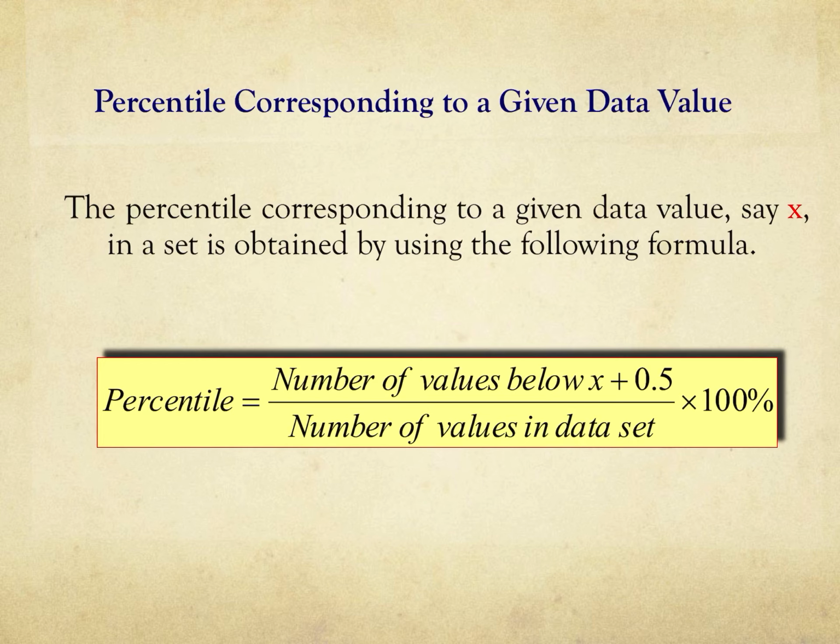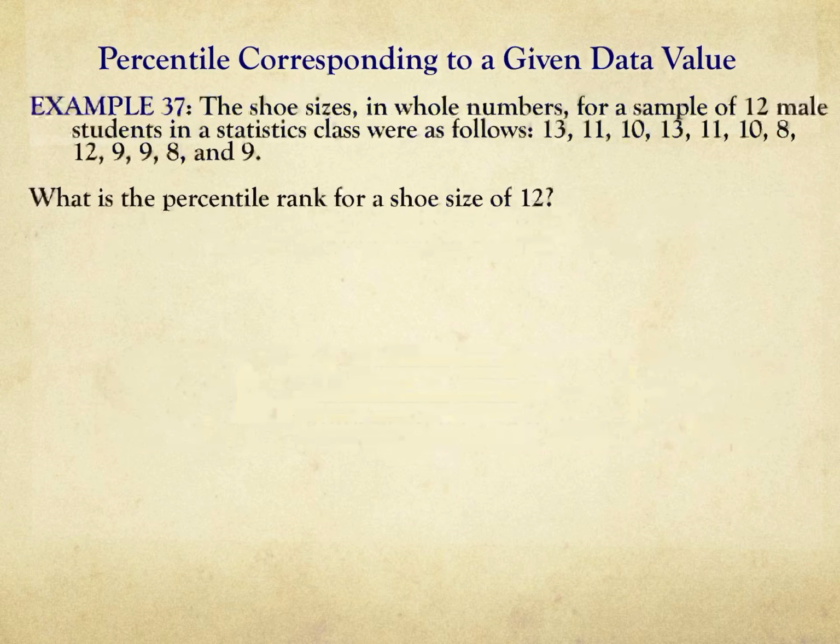Let's look at an example to make sense of this. Remember, as we said, this set of measurements is used to identify the position of a data value within the data set. In order to do this, there must be a reference point. Your reference point is the x value, which you have in this formula. That's your x, and then you use that formula. So let's look at an example.